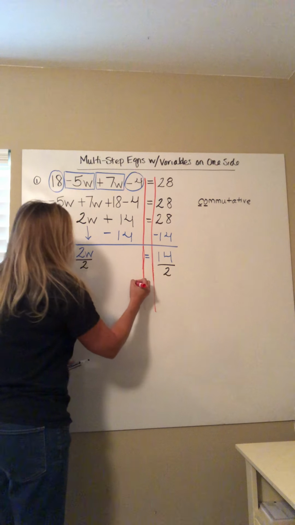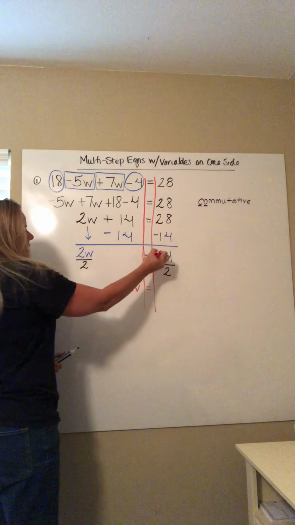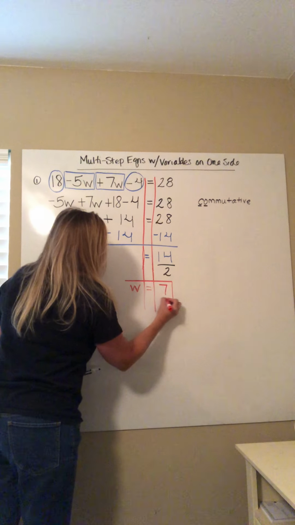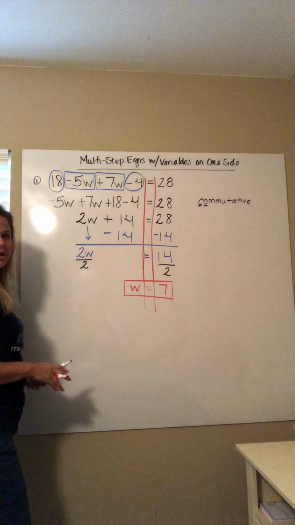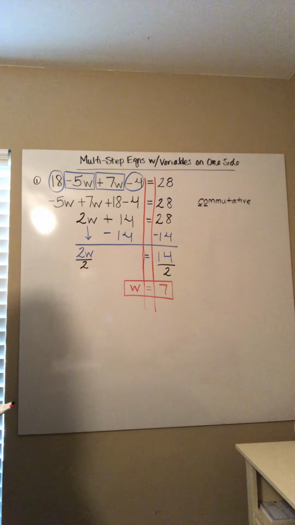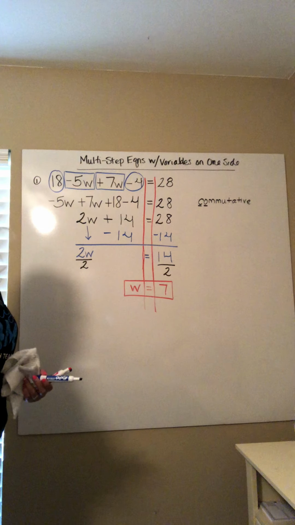So I'm going to bring that closer to the equal sign for my final answer. 14 divided by 2 is 7. So my final answer is w equals 7. All right. Give you a minute to make sure that you have that written down. You can also pause the video to do that.